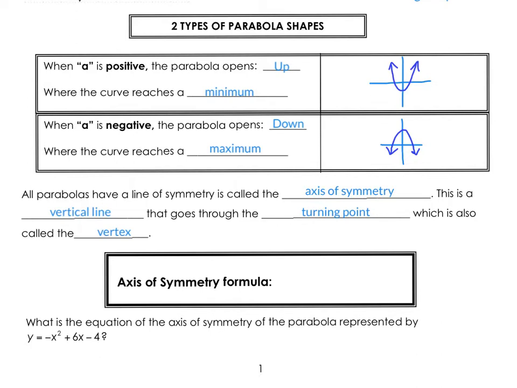We have a formula that can be used to find the axis of symmetry. Now, unfortunately, you're not given this formula, so you do have to memorize it. So the formula is x equals negative b over 2a. Now, if you're thinking to yourself, that sounds familiar, it is familiar. It is part of the quadratic formula: the negative b in the numerator of the quadratic formula, and then the 2a in the denominator. So some people use that to help them remember the axis of symmetry formula.